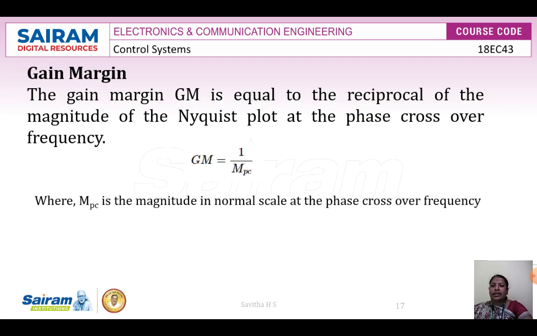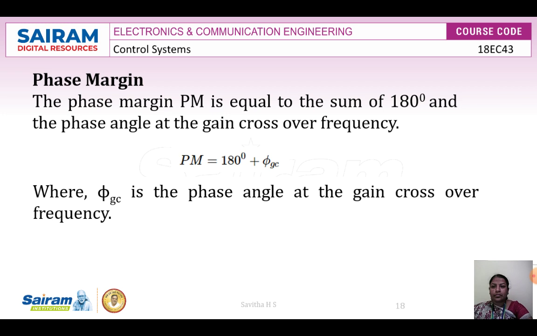The gain margin is equal to the reciprocal of the magnitude of the Nyquist plot at the phase crossover frequency. So gain margin is equal to 1 divided by Mpc, where Mpc is the magnitude in normal scale at the phase crossover frequency. Phase margin is equal to the sum of 180 degrees and the phase angle at the gain crossover frequency. We represent it as PM equal to 180 degrees plus phi gc, where phi gc is the phase angle at the gain crossover frequency.